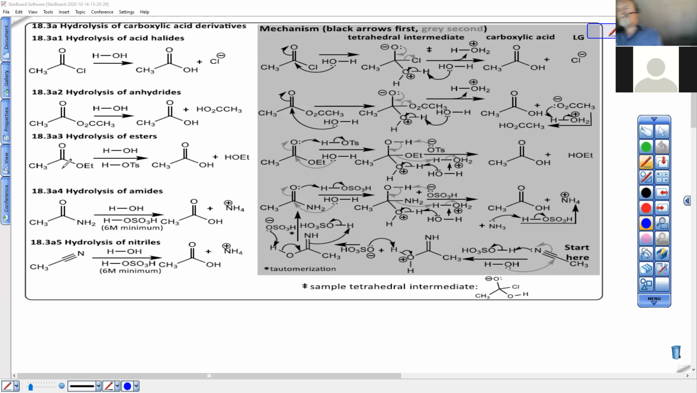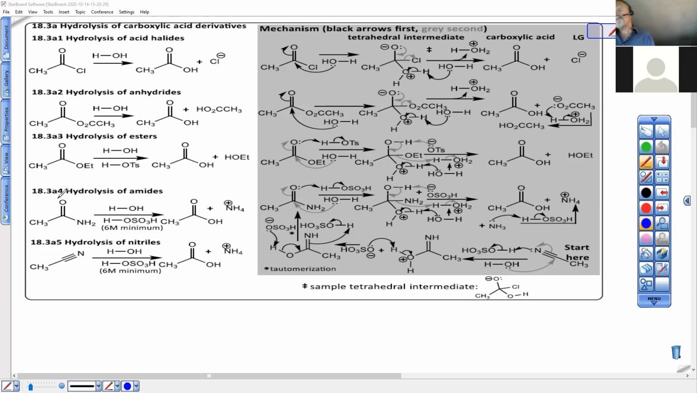Down here, esters are more robust. To do a hydrolysis of an ester, you need either a strong acid such as sulfuric acid or toluene sulfonic acid. And you can do it under basic conditions. We will treat that in a separate section called saponification.